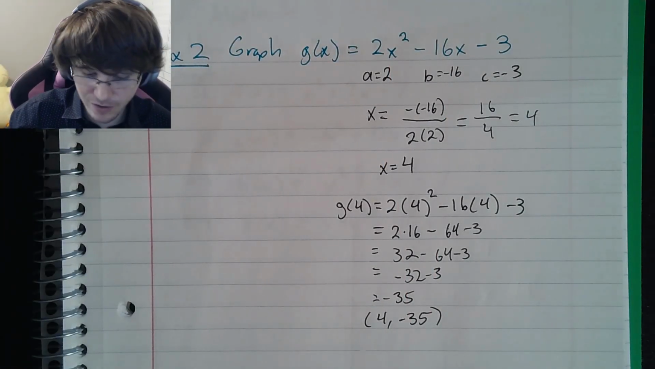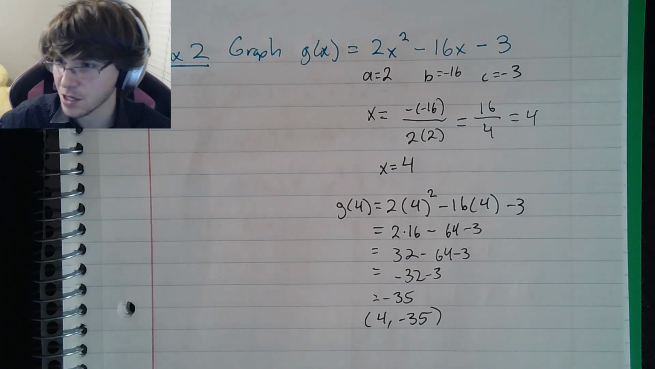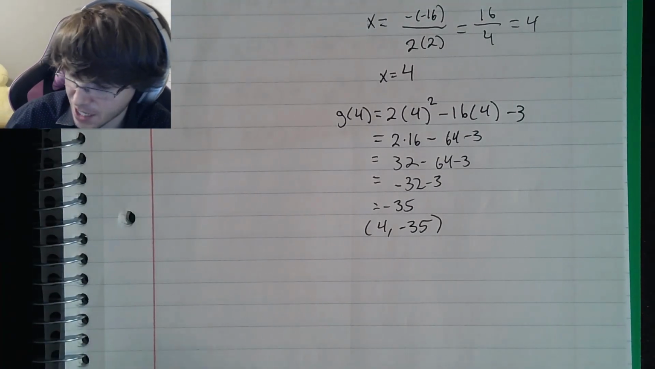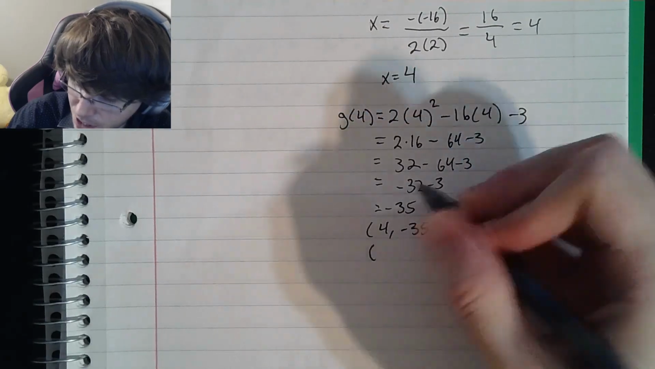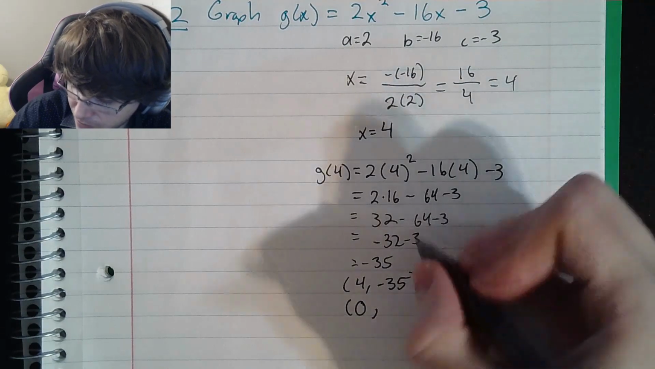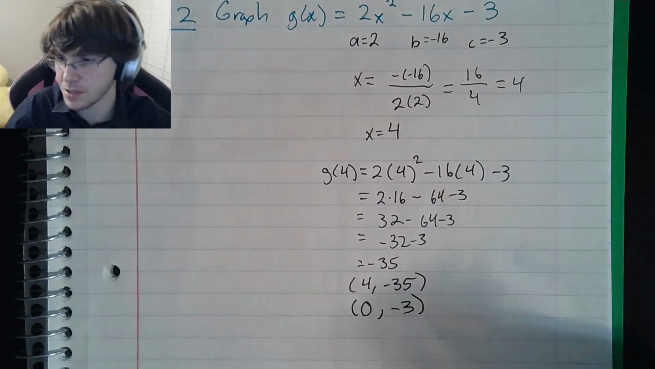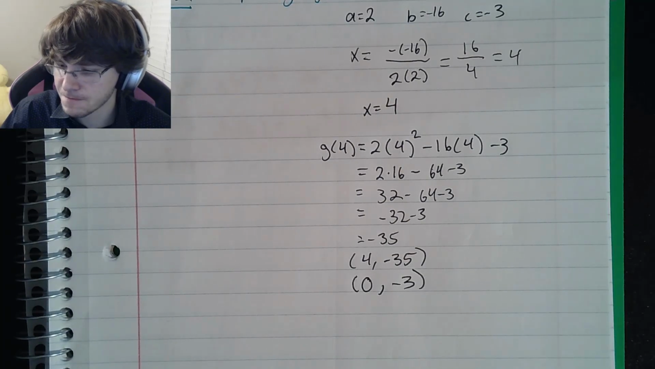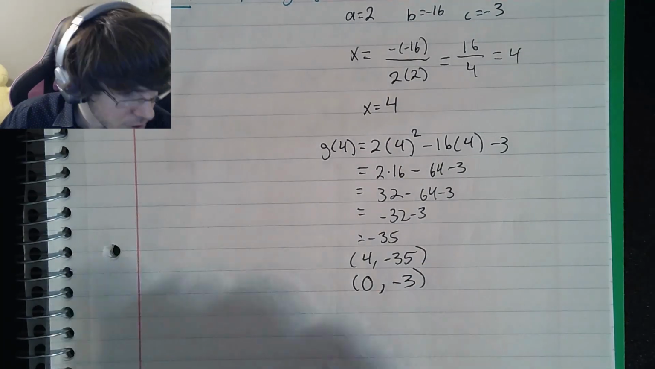All right, let's finish this problem. Let's be done with it. Let's actually make it look like that picture we just saw. 4, negative 35 is that coordinate. The next coordinate is always super easy. It is always 0, comma, whatever this end is, that negative 3. 0, comma, C. Okay. Let's go ahead and do the graph.